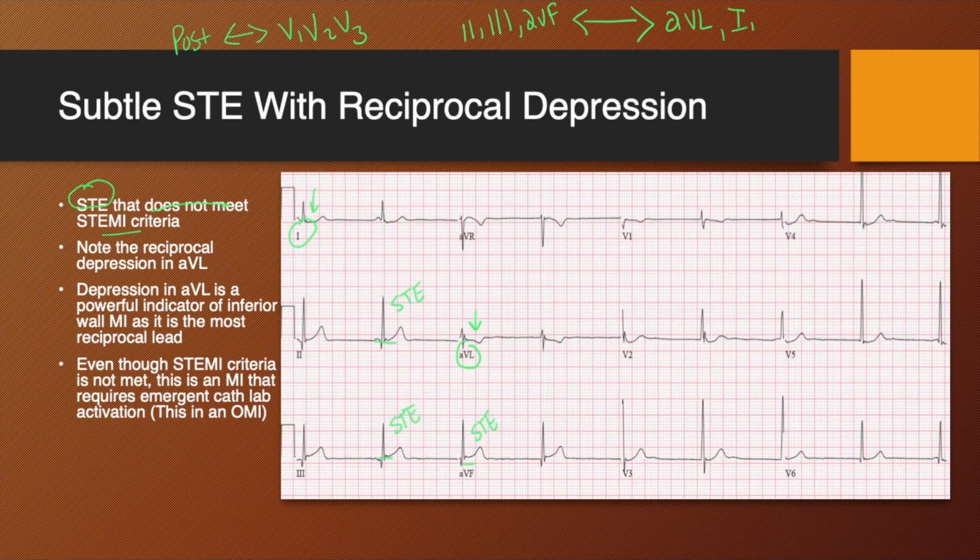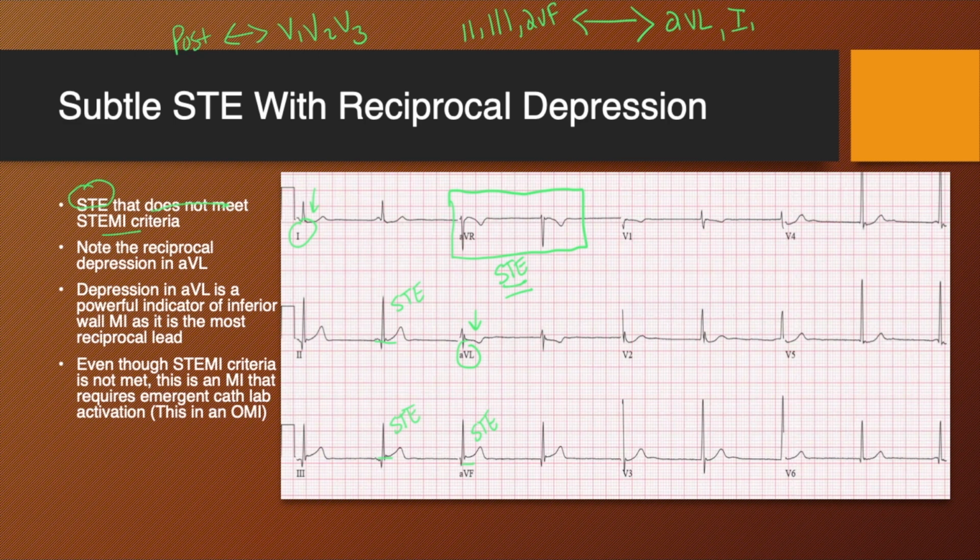And in addition to that, I have one more thing. This is not always going to be present, but if it is present, it is even more powerful, right? I have ST elevation in AVR, which doesn't look at any specific wall of the heart, but it is associated with badness in the setting of other ST abnormalities, right? So, even though STEMI criteria is not met, this is an MI. This needs to go to the cath lab. This is likely an inferior wall MI. It just does not meet STEMI criteria, but it is still an MI.